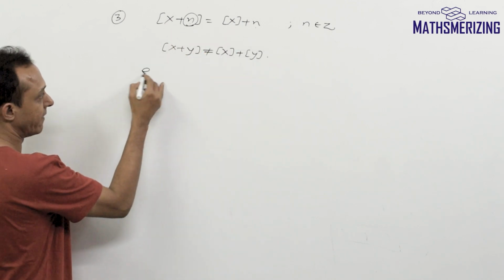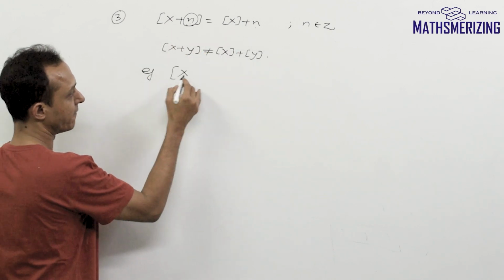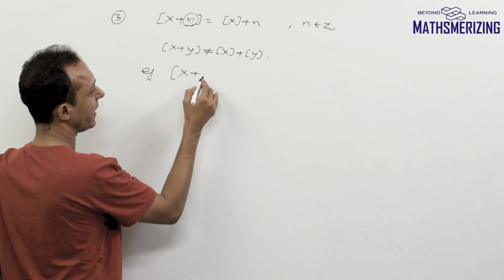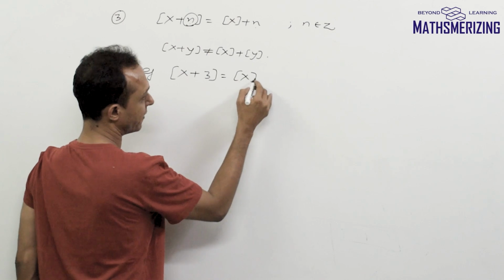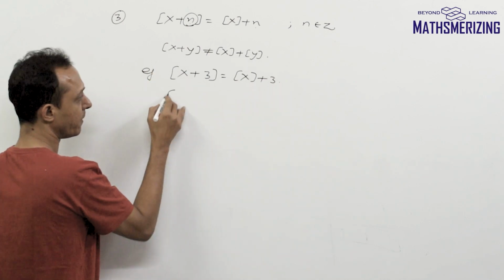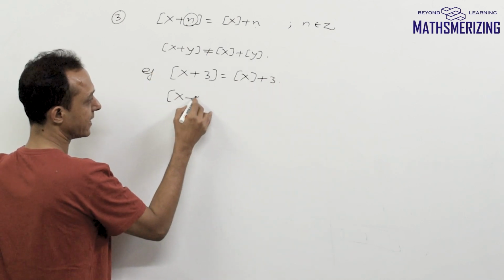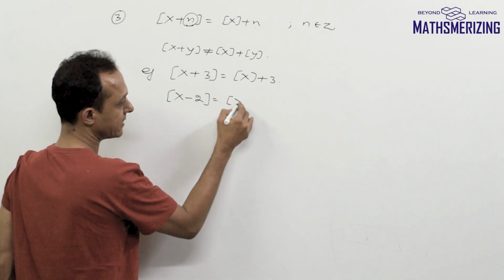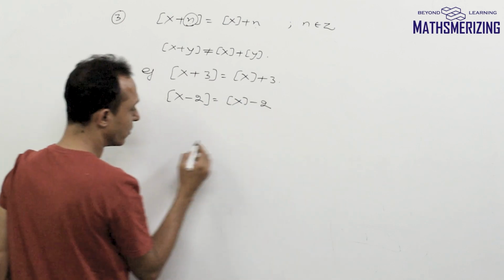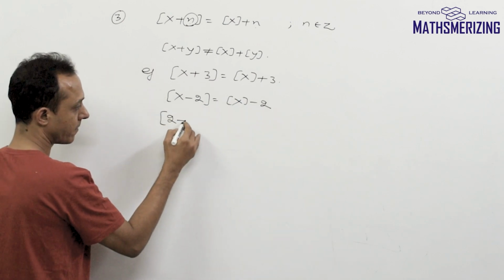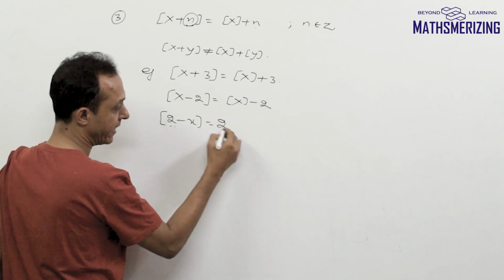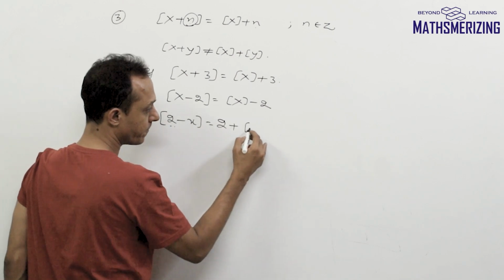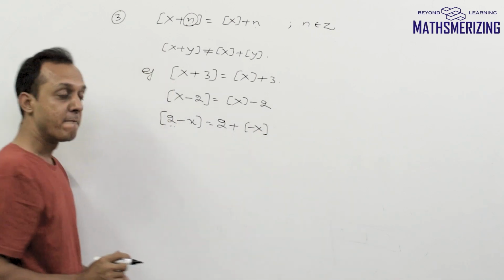Say for example, if I have the greatest integer function of x plus 3, I can simply write it as the greatest integer function of x plus 3. Or maybe I have x minus 2. I can write it as the greatest integer function of x minus 2. Now what about this one? 2 minus x. Now again this 2, it's an integer. So I can write it as 2 and then plus the greatest integer function of minus x.